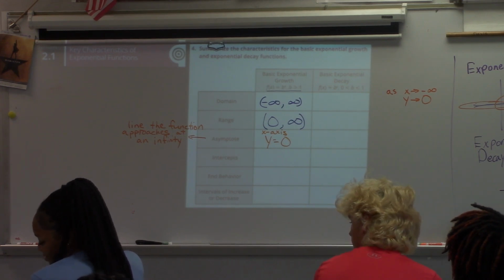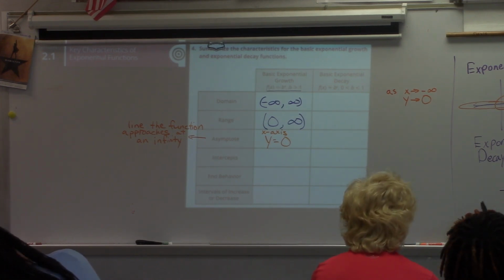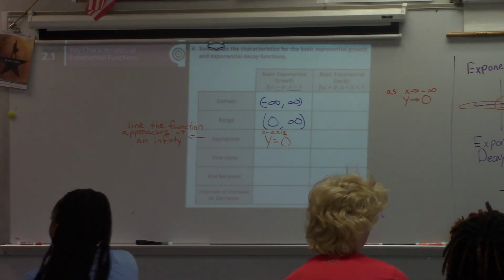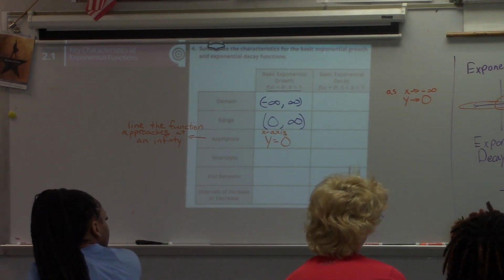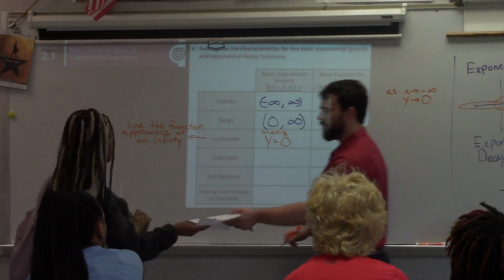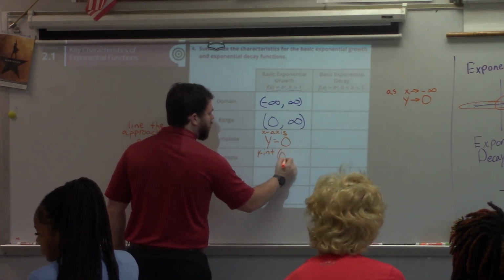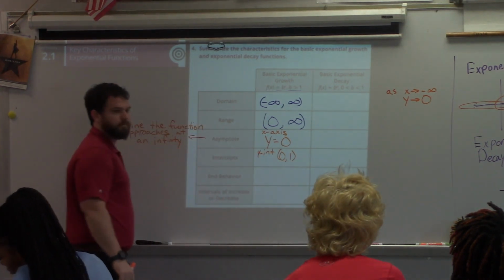So we don't have any 5s that we're multiplying by. In the same way, b to the first is 1 times b, so b to the 0 is just 1. So if I'm looking at the intercepts here, all I have is a y-intercept of 0, 1.